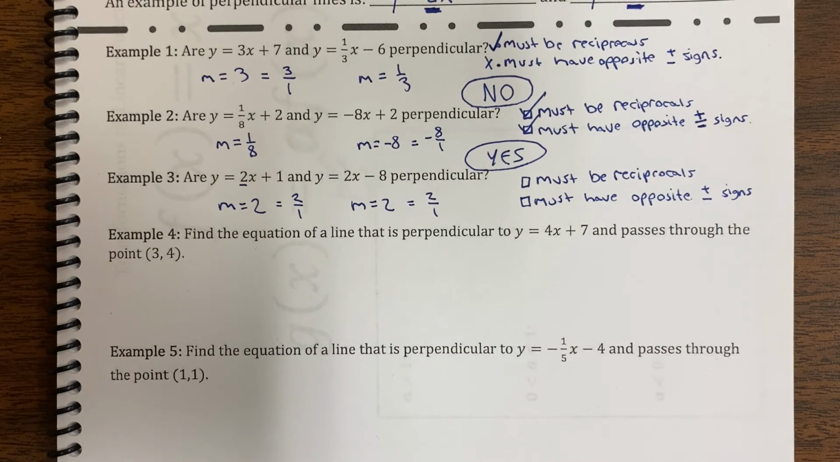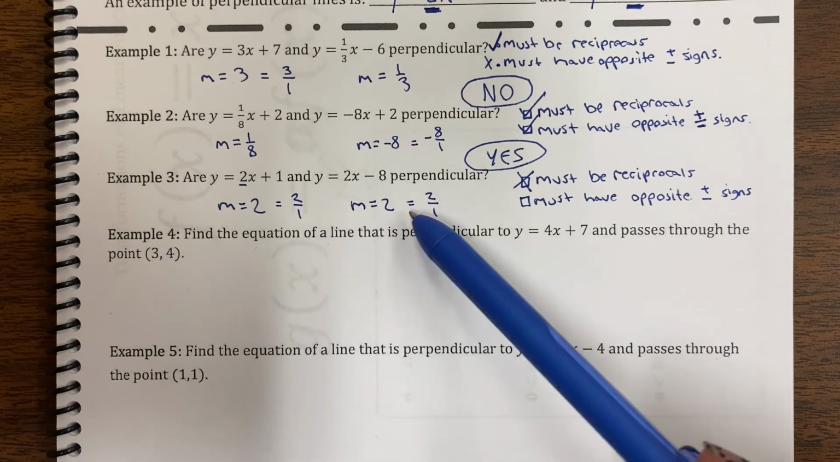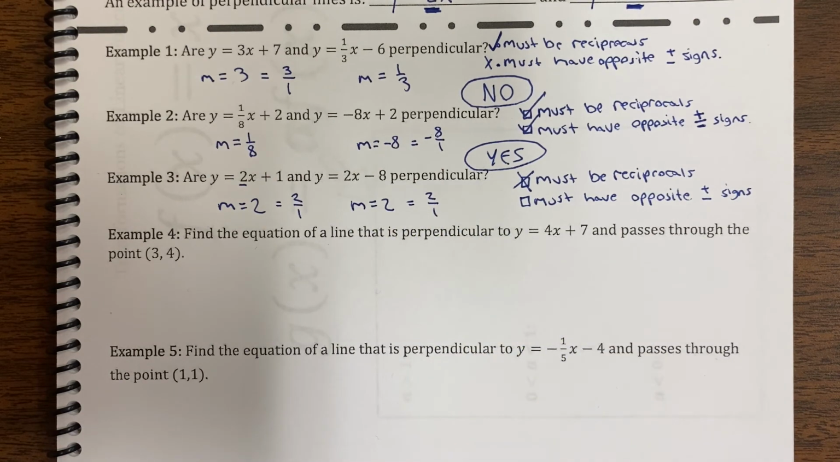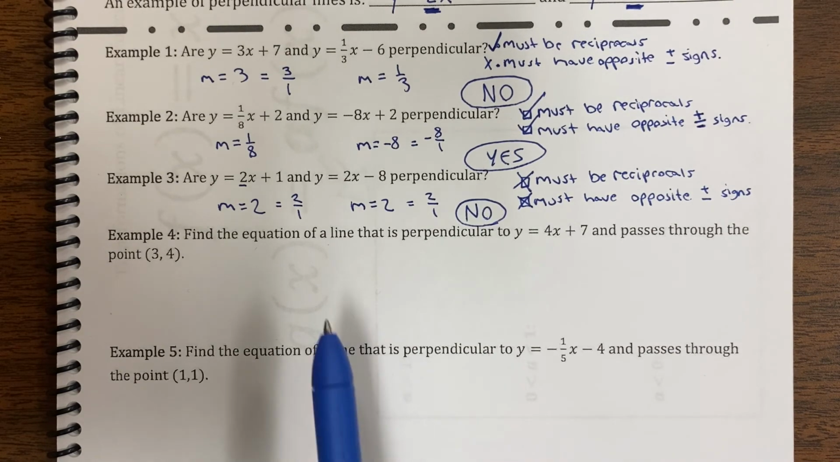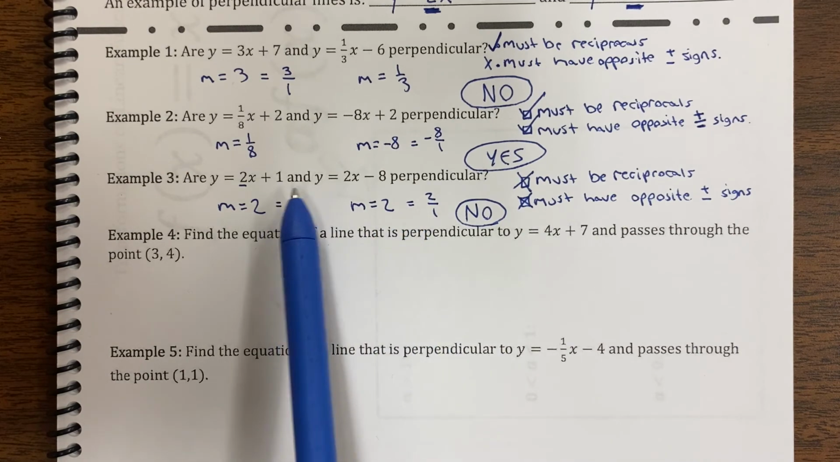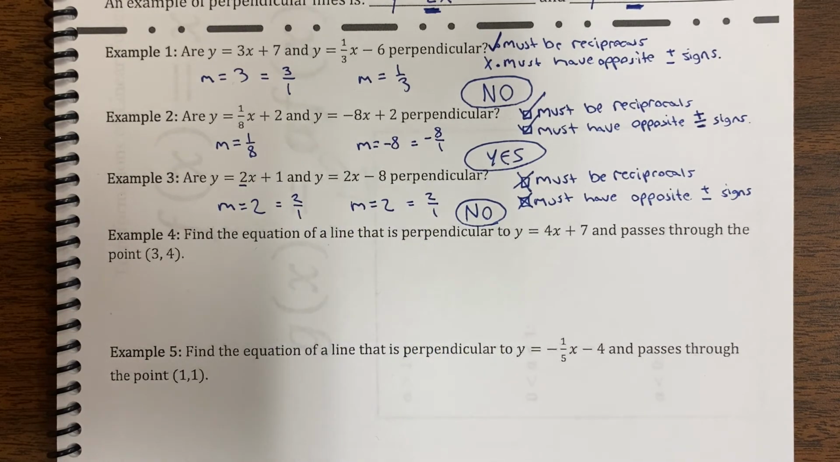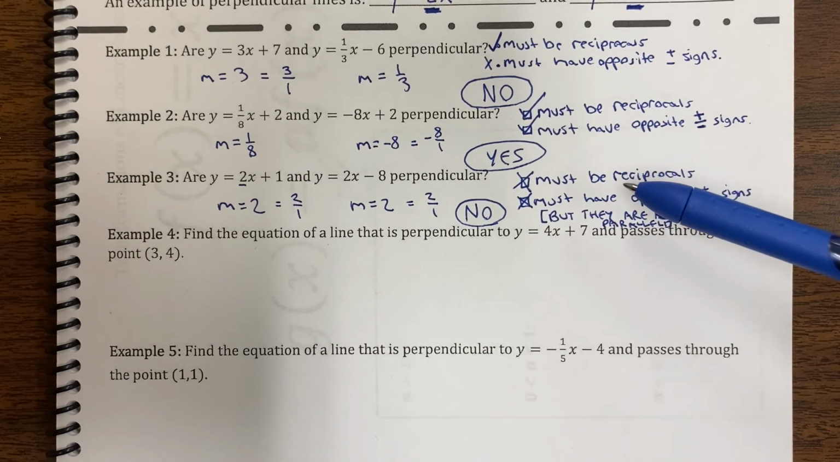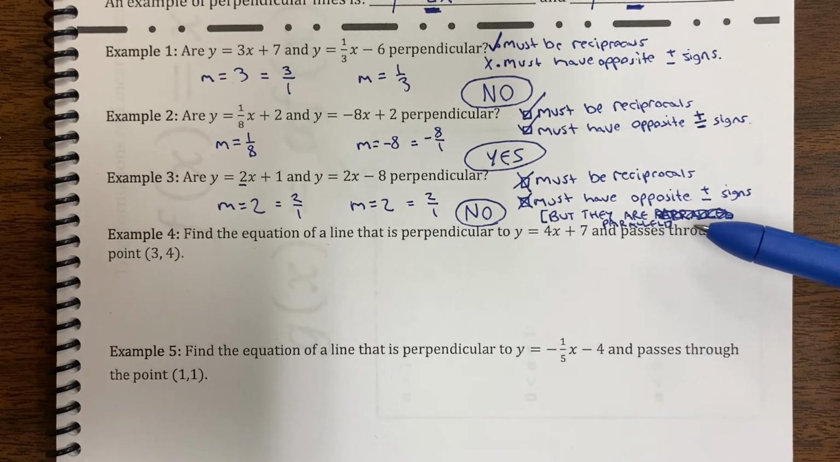So let's look at our checklist. Are these reciprocals? Are the fractions flipped? I see 2 over 1 and 2 over 1. These are not flipped. So I already know this is not perpendicular. But let's see, do they have opposite positive and negative signs? No, they're both positive. So this meets neither requirement. So these are not perpendicular lines. But remember, since they have the same exact slope and different y-intercepts, these would be parallel.